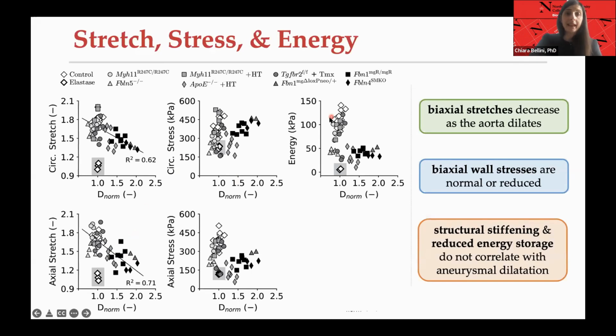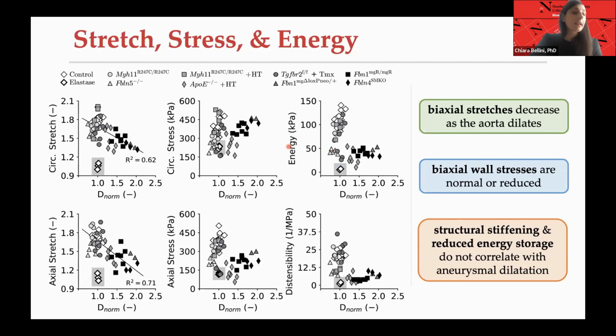Furthermore, the elastic energy storage decreases with all mutations and treatments, and that reflects reduced mechanical functionality, because recall that the key role of the aorta is to use energy stored during systole to augment diastolic blood flow. However, this reduction in energy storage does not correlate with aneurysmal enlargement, because the non-aneurysm-prone ascending aorta, such as in the fibulin-5 knockout mice, also exhibits marked reduction in elastic energy.